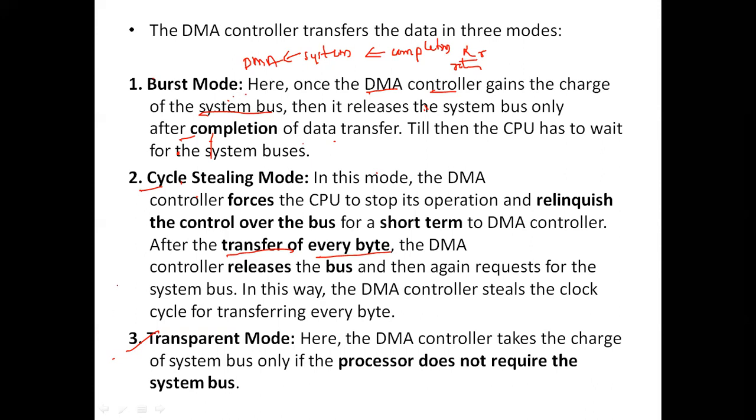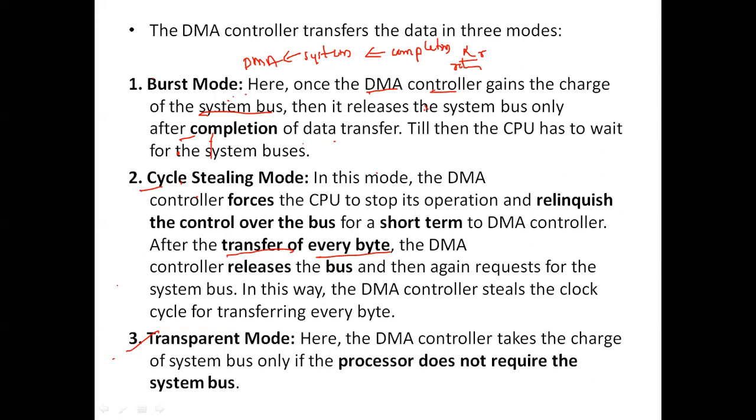Burst mode means that once the DMA has gained control over all the buses, it will not release the buses until it completes its whole task. After completion of the whole task only, it will release the bus. That is the burst transfer. Next one is cycle stealing.